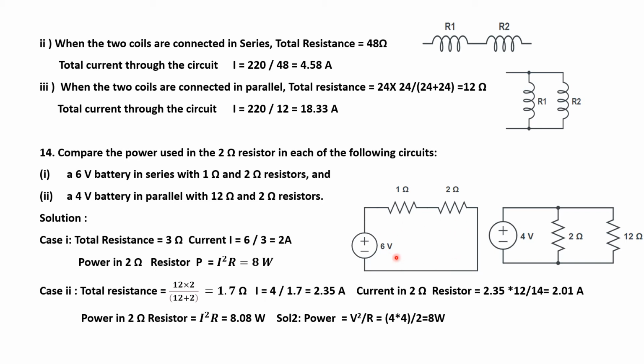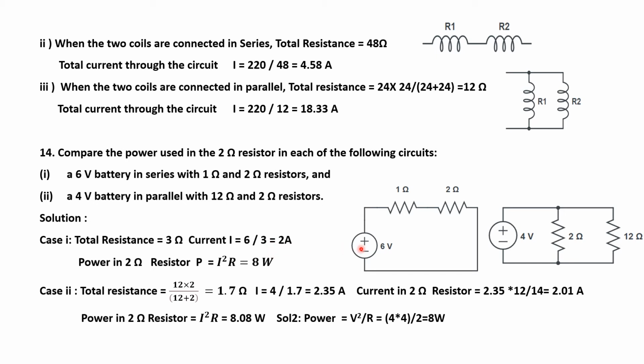So let us calculate the current. In order to calculate the current, we need the value of total resistance. So total resistance in this case is 2 plus 1, 3 ohms. And current I is equal to the voltage V, 6 volt, divided by the total resistance 3, which gives us the value of 2 amps.